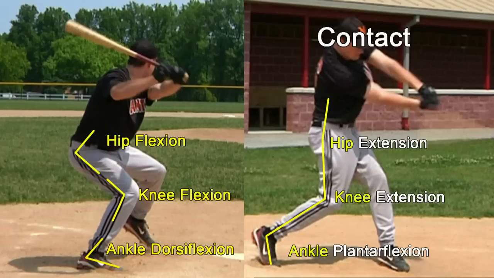Now, keep in mind that the right hip is not in complete extension, the right knee is also not in complete extension, and the right ankle is not in complete plantar flexion. However, these are the actions or motions that are taking place in these 3 joints, all the while the hips are opening toward the pitcher, and they contribute incredible lower body strength and power to the swing.